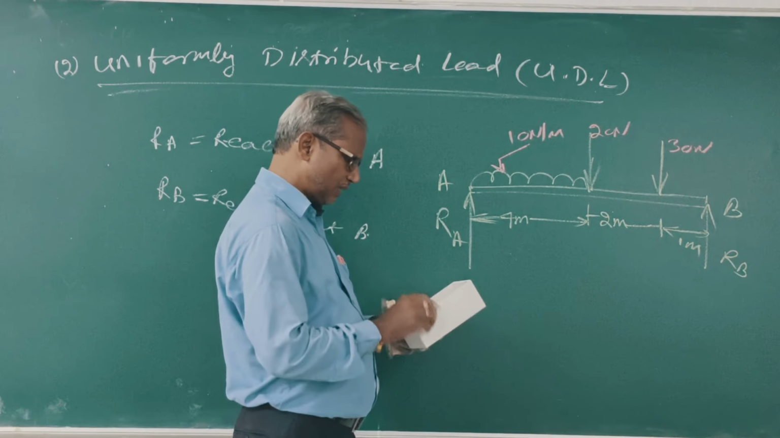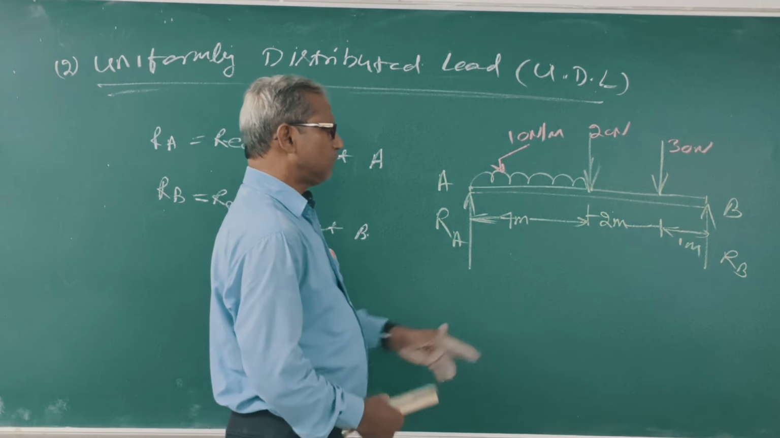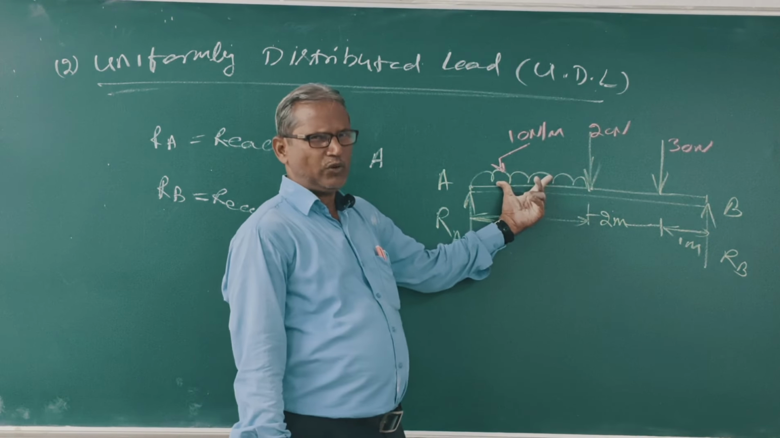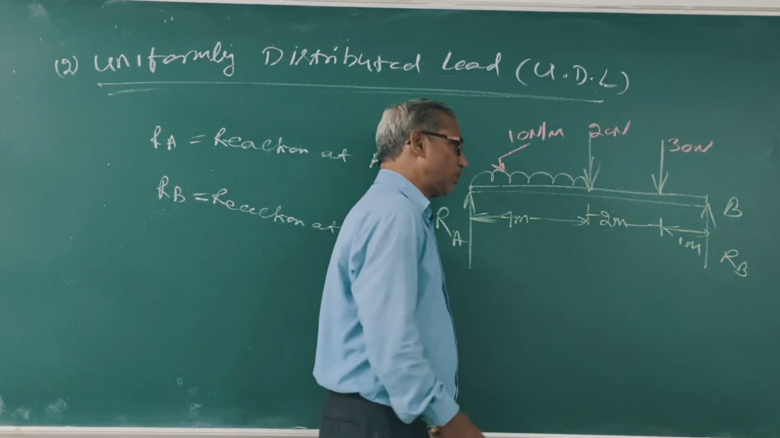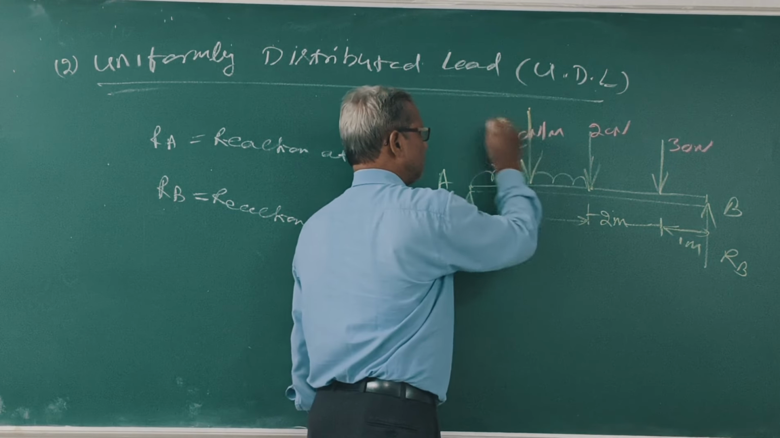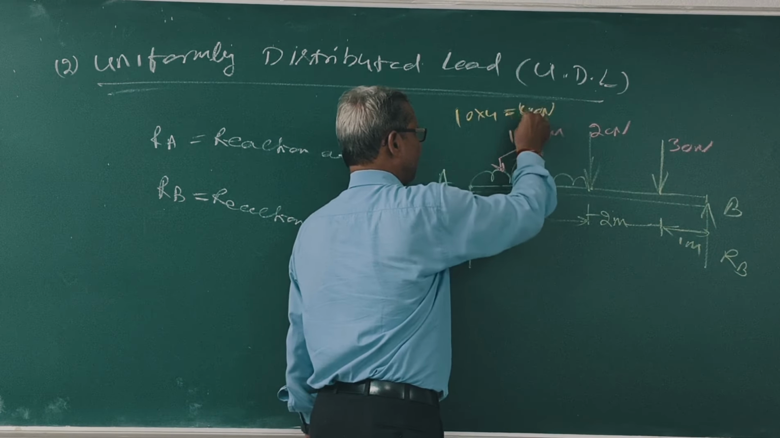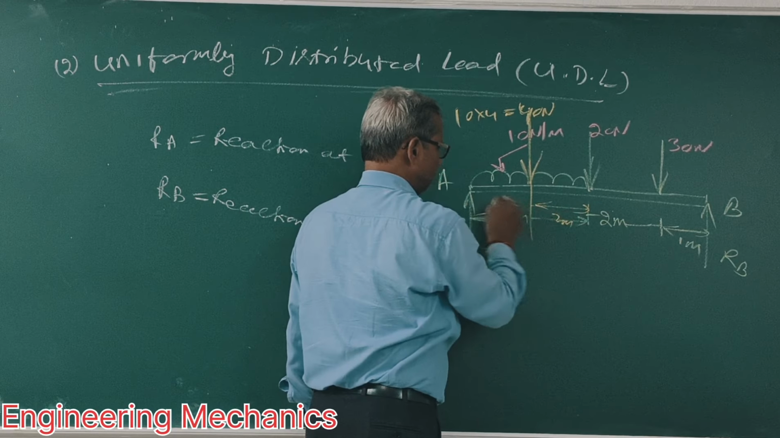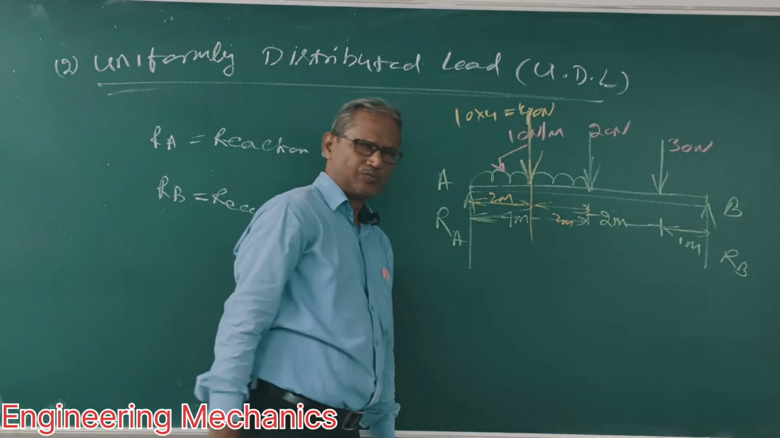Now, this is point load, this is point load, this is UDL. We'll convert this UDL into point load. Now, 10 Newton over 4 meter. This is 10 into 4, 40 Newton. Clear? What is this length? 2 meter. This length? 2 meter. Clear?